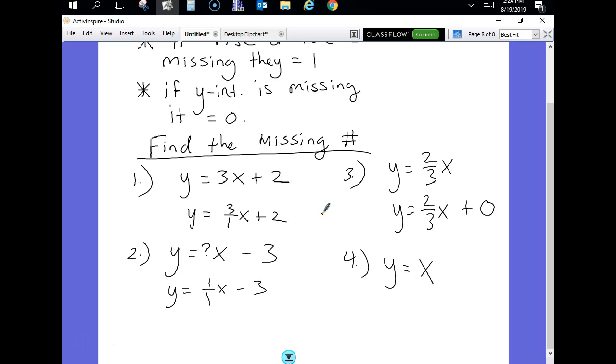All right, y equals x. What are we missing? Everything. When you're missing everything, what's my rise? 1 over 1. What's my run? They're both 1, right? What's my y-intercept? 0. Now we can graph it, right? We start at 0, rise 1, run 1. That's just one sad problem.